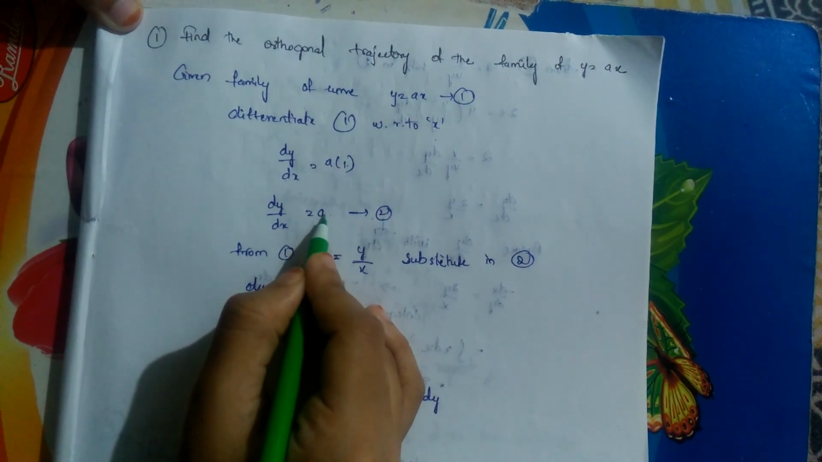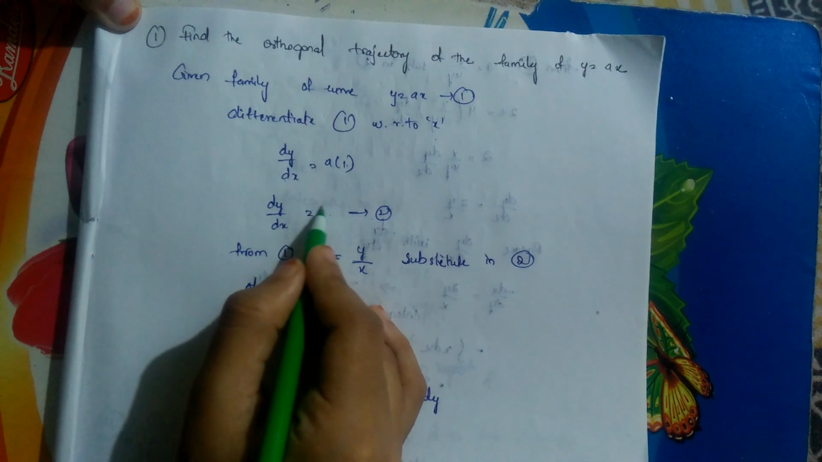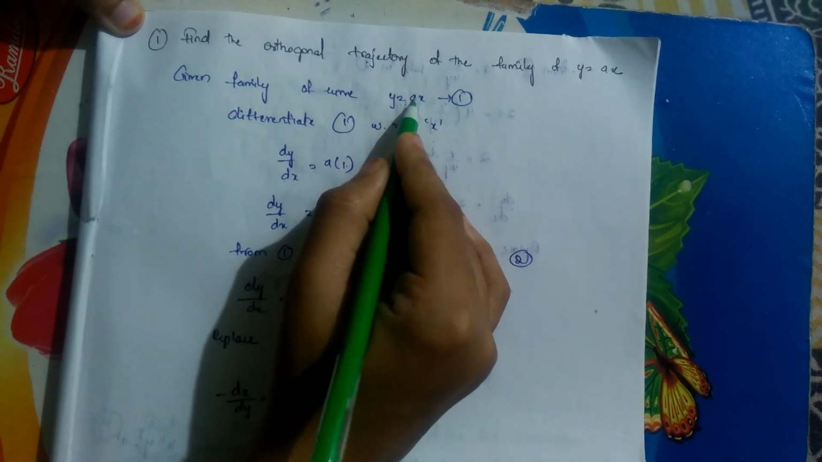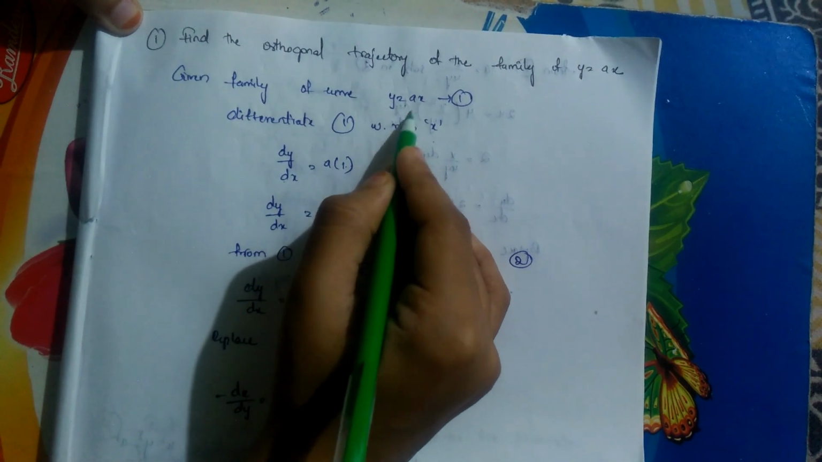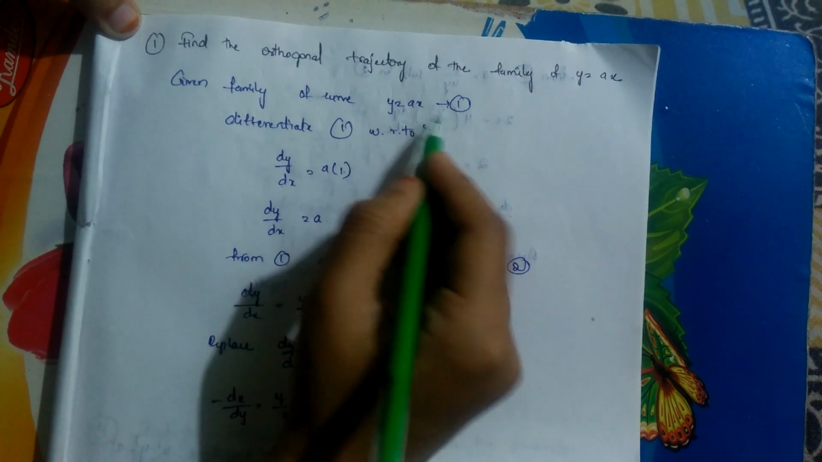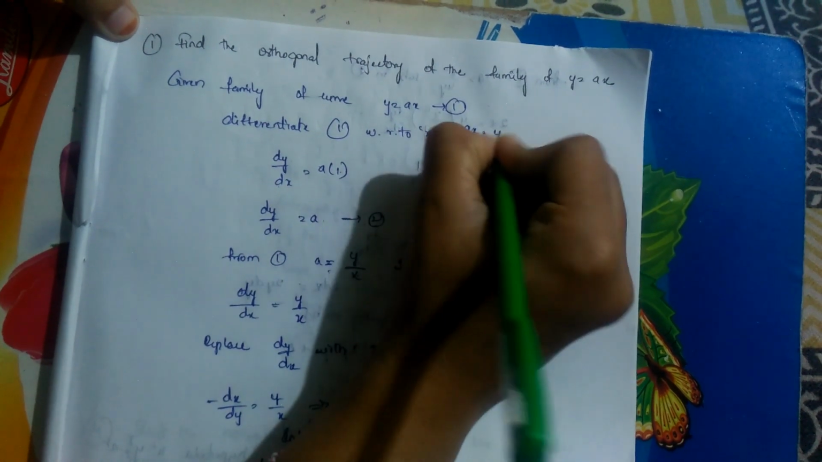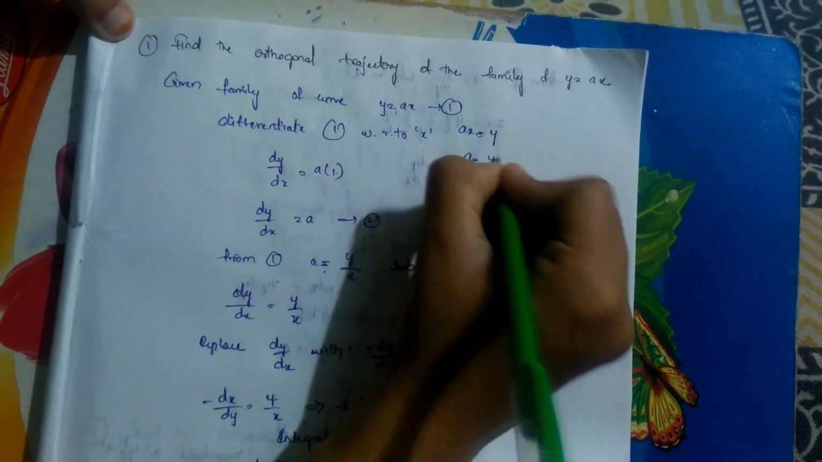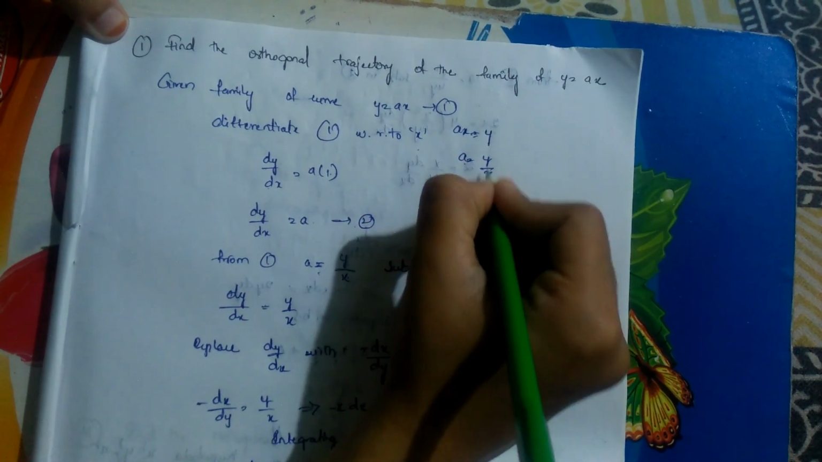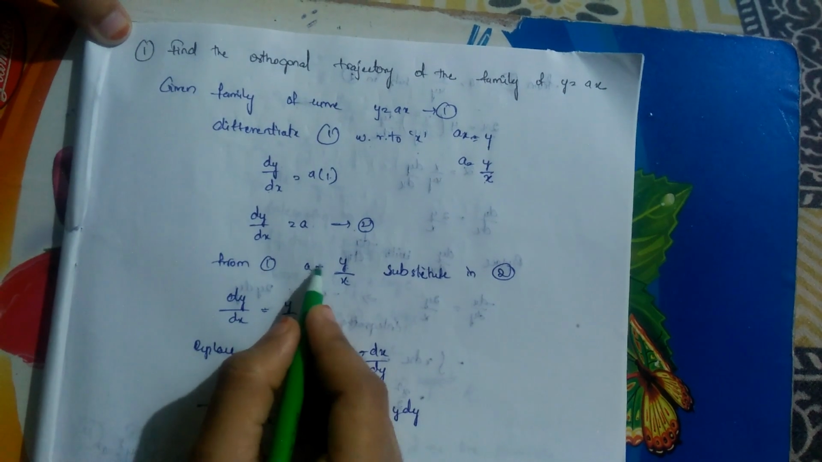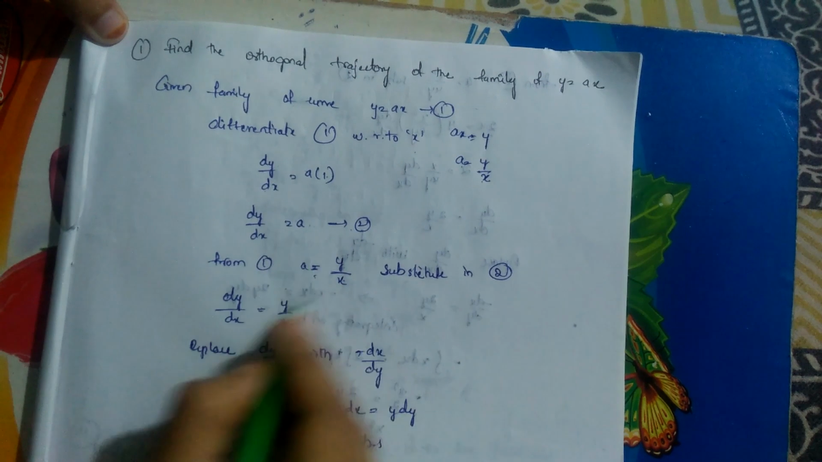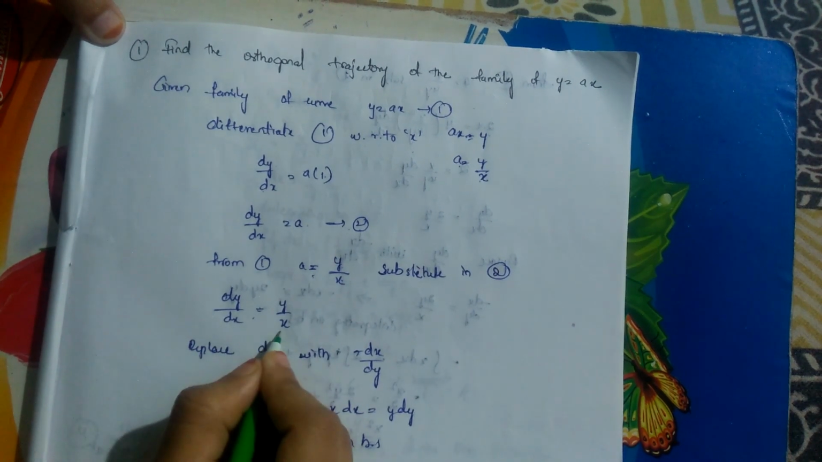To eliminate this constant a, from equation 1, y = ax can be written as ax = y, and from this, x can be sent to the right hand side, where it goes into the denominator. Then we get a = y by x. Now a = y by x, substitute in equation 2.